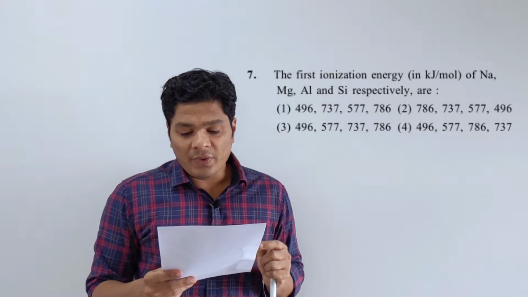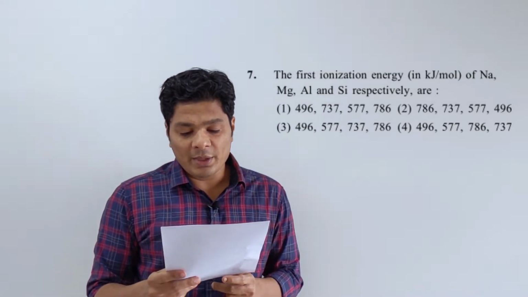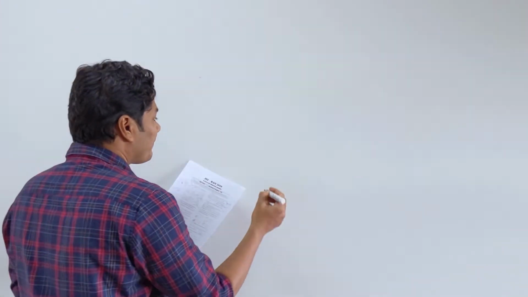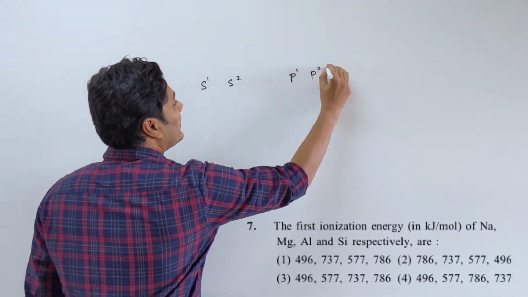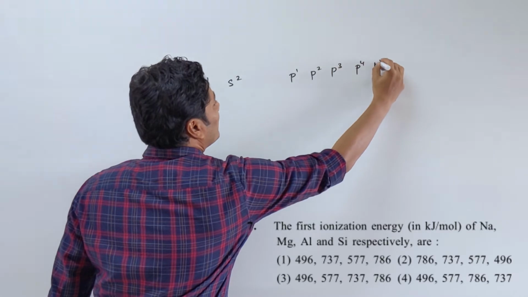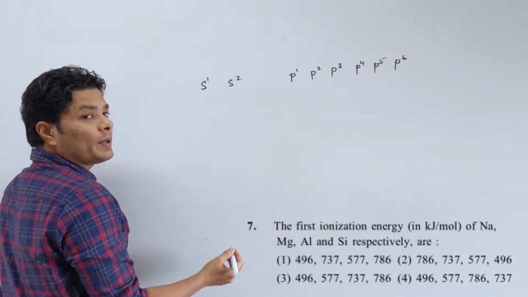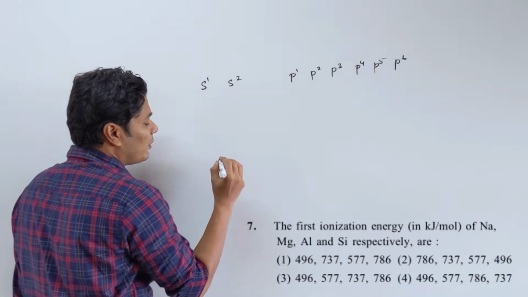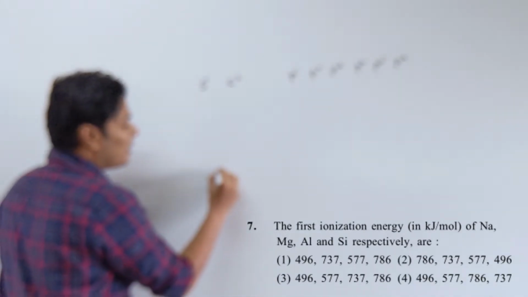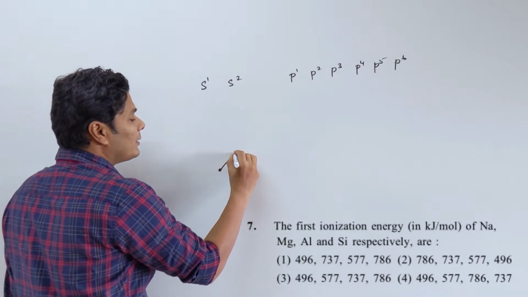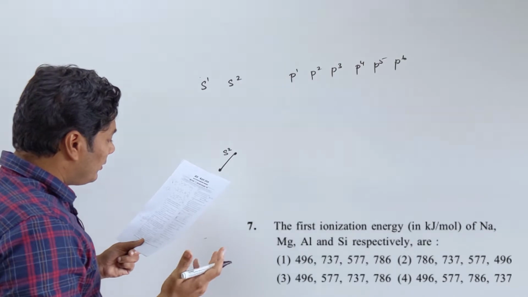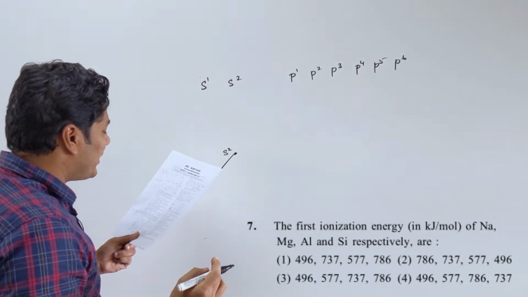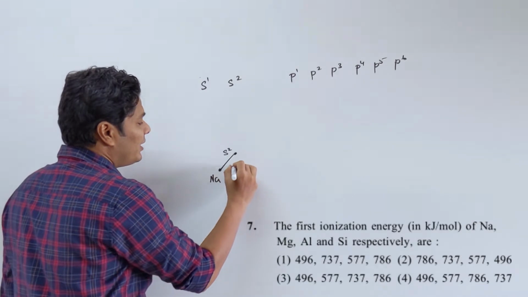Number 7. The first ionization enthalpy of sodium, magnesium, aluminum and silicon. Now, we have seen this in periodicity. We have S1, S2, P1, P2, P3, P4, P5, P6. The general group trend is S1 is easy to remove. So, this is for any given period. S1 is easy to remove and then compared to S2. Example, in our case, they are given sodium, magnesium. So this is sodium. You can extrapolate to any period.